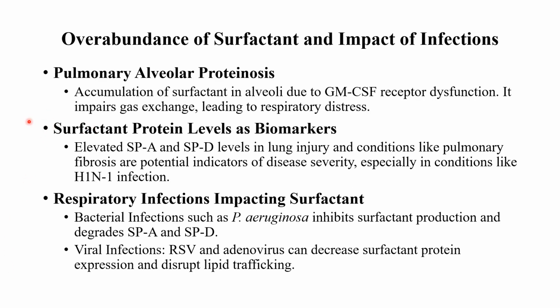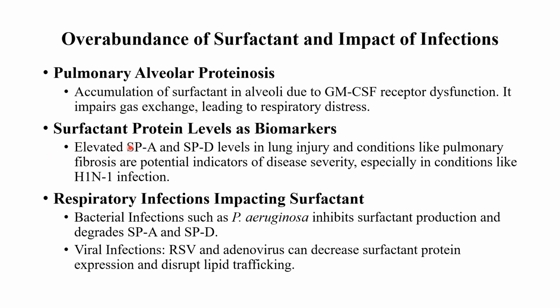We can also have a problem, as we saw, it was very important to either recycle or degrade surfactant because, again, an overabundance of surfactant can cause another problem. One of the problems is what we know as pulmonary alveolar proteinosis. Here we have increased accumulation of surfactant in the alveoli because of the deficiency of a receptor that is found in the alveolar macrophage that facilitates its uptake, or phagocytosis, of the surfactant to degrade it. So if this accumulates, we'll have impaired gas exchange and can cause again respiratory distress.